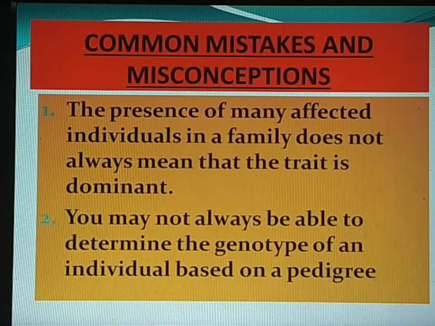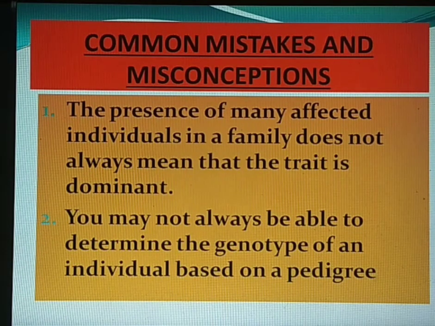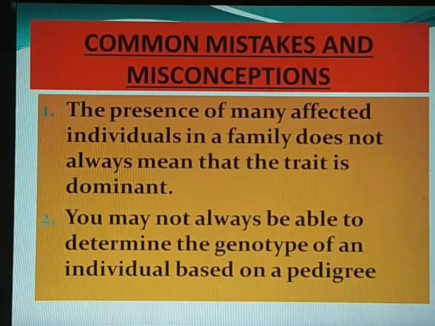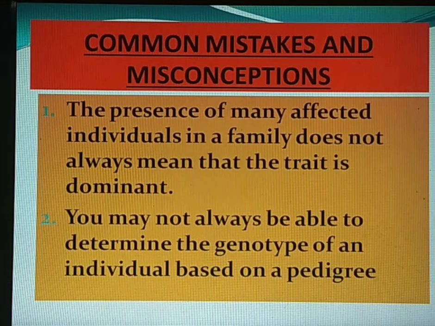The second misconception is that you may not always be able to determine the genotype, because we know that if it is autosomal dominant, it can be heterozygous or homozygous, right? So we are not able to determine the genotype of an individual just based on the pedigree. We have to make a cross in order to identify it, and for that we should have the record of all the generations. So this is all about today's topic.